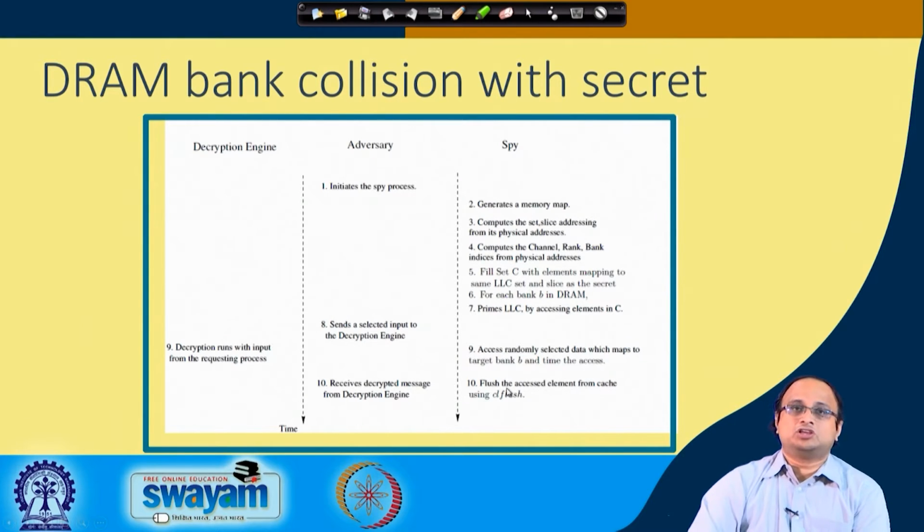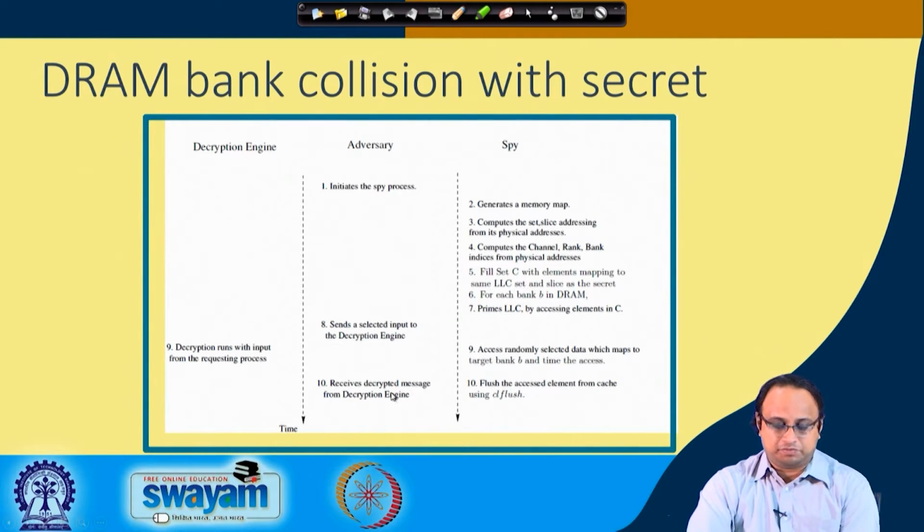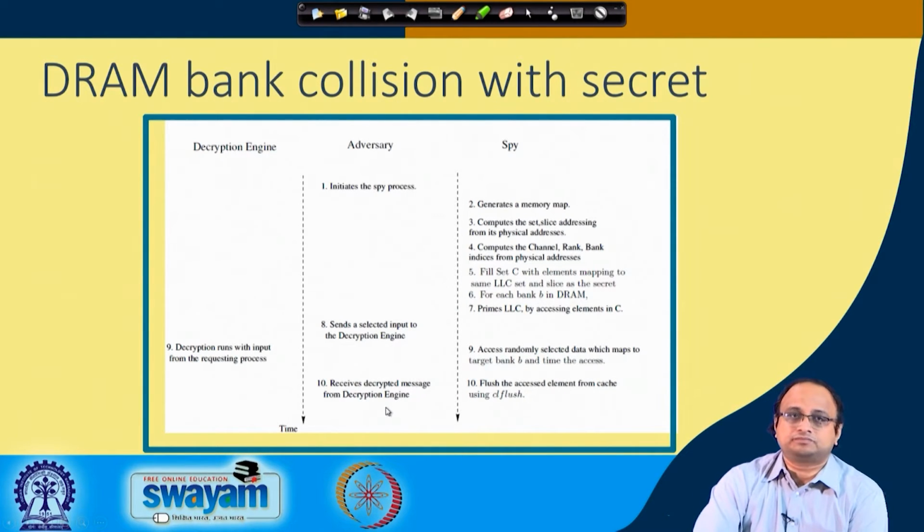Also, after you do this access, every time you would like to flush, because the moment you make an access, the data comes to the cache, and you do not want to access the cache because you are interested now to go into the DRAM. So you apply a specific instruction called CLFLUSH to ensure that this data is evicted from the cache, and again when you do that access, you are accessing the actual DRAM bank and not the cache memory. And finally you get the decrypted message from the decryption engine, and this process is repeated again and again until you are able to create the fault.